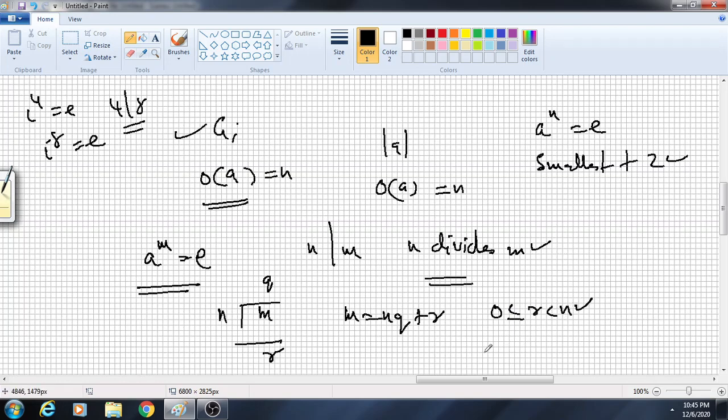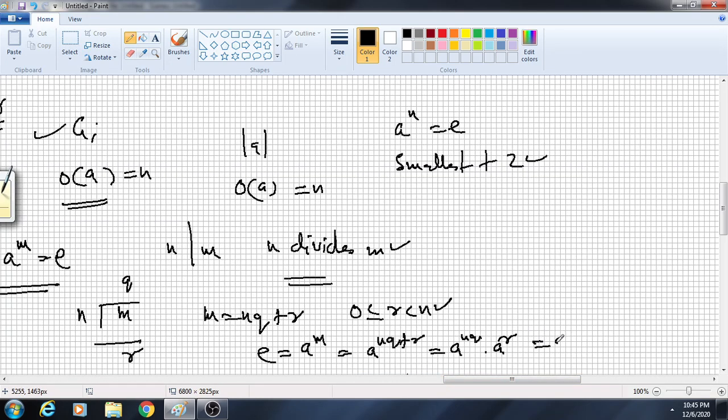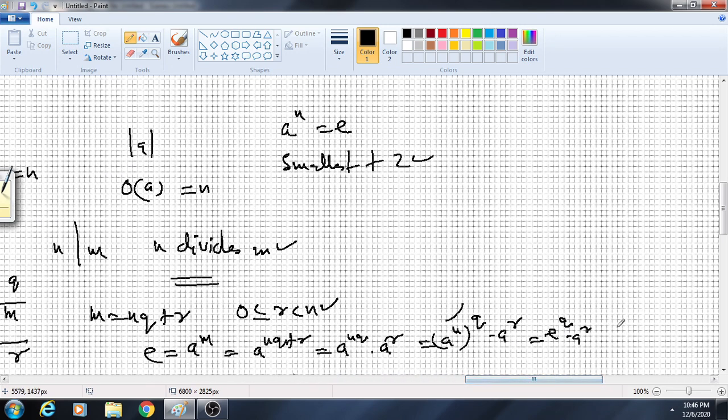where this r has the property that it is strictly less than n. So a raised to m, which is actually e, can now be written as a raised to nq plus r, which is nothing but a raised to nq into a raised to r. And a raised to nq is nothing but a raised to n, the whole power q, into a raised to r. So this is actually e, because of the order property. This is e raised to q into a raised to r, which is nothing but a raised to r only.